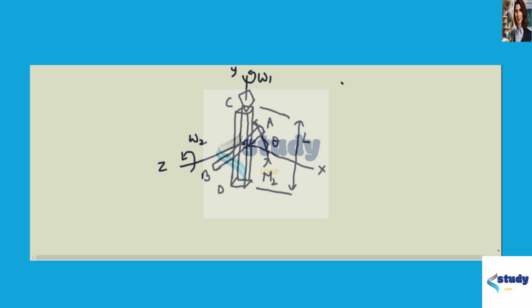First part, M1 required to maintain rotation of the frame. M1 we have to calculate as a function of theta for maintaining rotation of the frame.